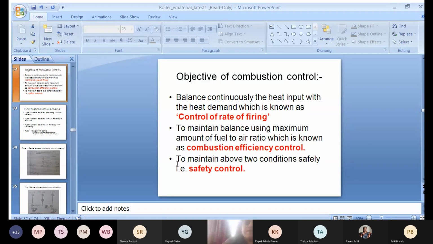Then the third objective is safety control. In doing control of rate of firing and combustion efficiency control, we are going to think about safety first. So the above two conditions are maintained by using safe interlocks. That is called safety controls.